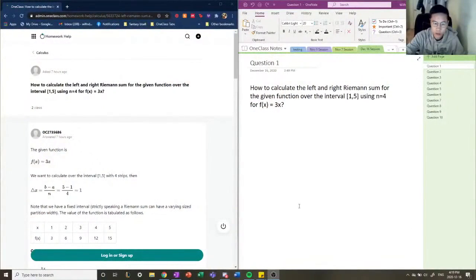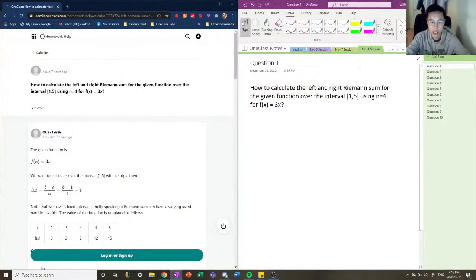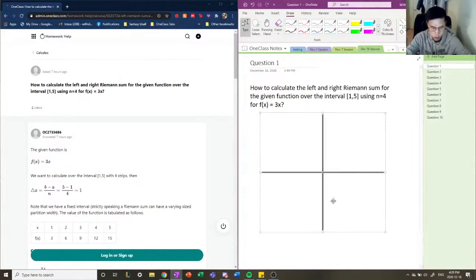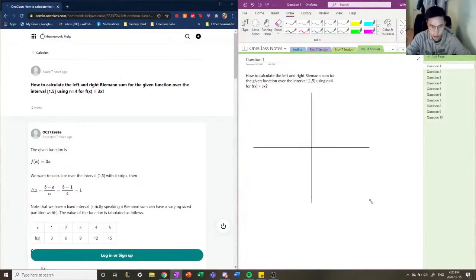Okay, so the first question reads, how do you calculate the left and right Riemann sum for the given function over the interval 1, 5 using n equals 4 for f of x equals 3x? Okay, so first of all, let's try to graph this function and see what it looks like. We see here that this function is a line with a slope of 3 and a y-intercept of 0.